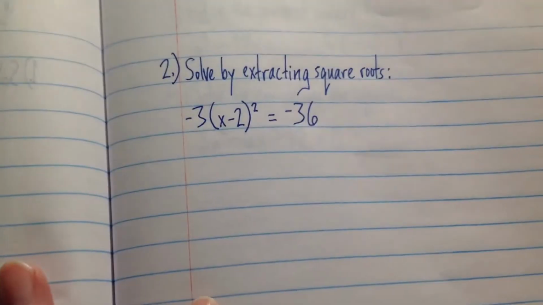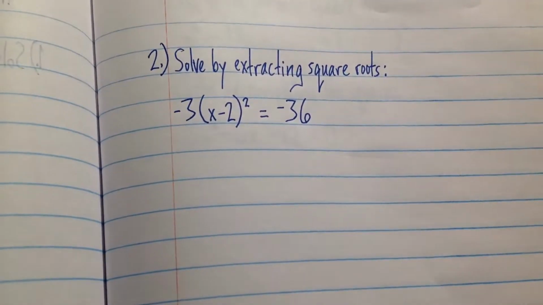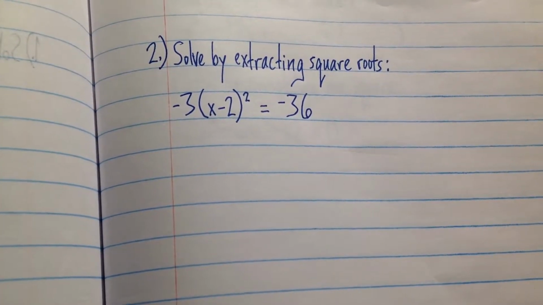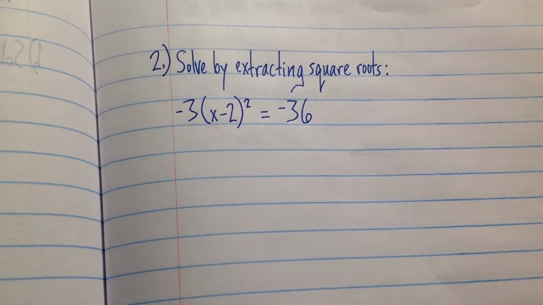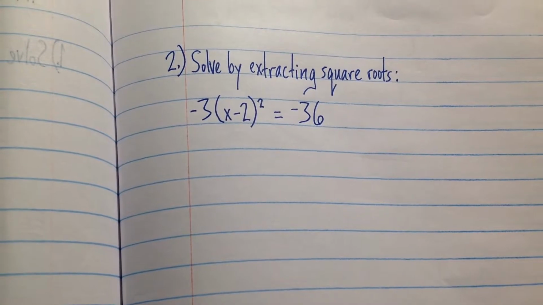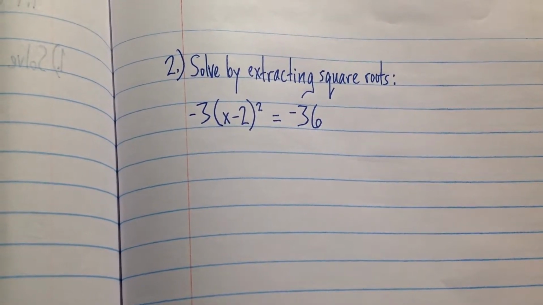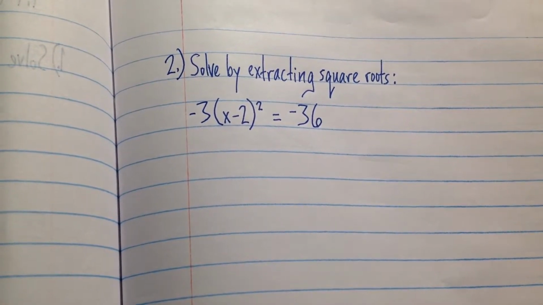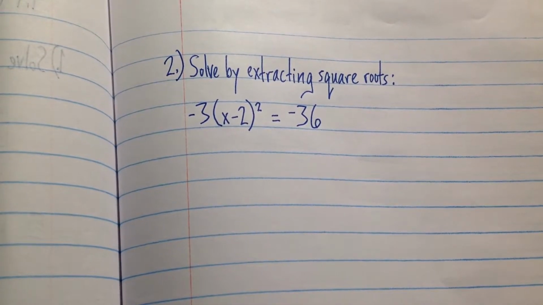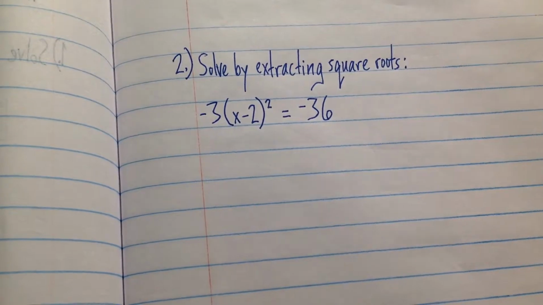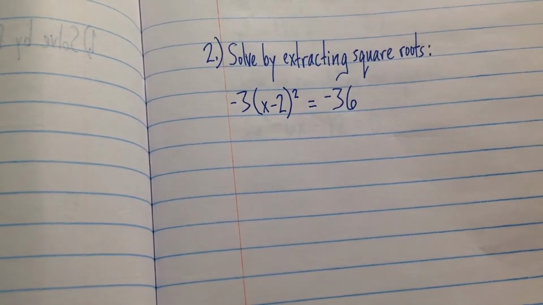Alright, so the second one we're going to do is an extracting square roots problem. So this is the one where you want to get rid of everything step by step and get x by itself. So again here, I'm going to ask you to pause the video. Okay, so now hopefully you did that out on your own, and now you can check and see if you did it right.